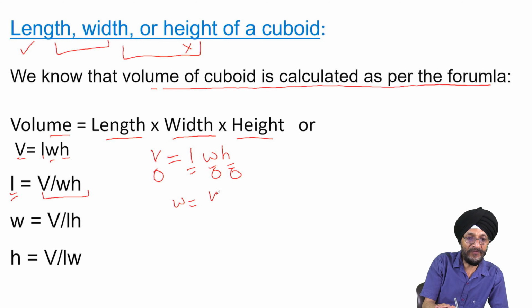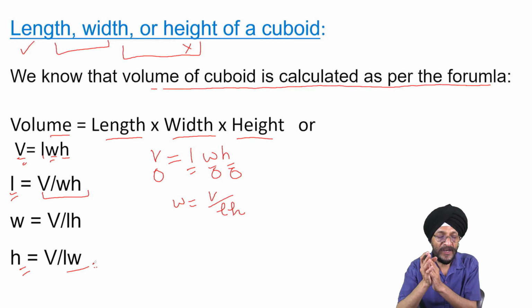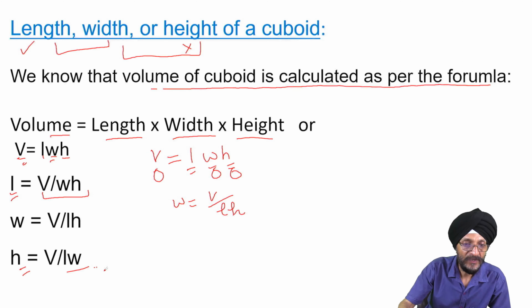When we are to find the value of width, we can divide the volume by length multiplied by height, and when we are to find height, we can divide the volume by length and width. We will try to understand this with the help of an example.